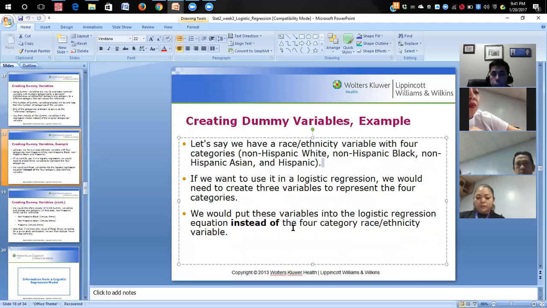And we need to put these variables into a logistic equation. Instead of the 4 categories, we use 3 because we need to have a reference so that we can interpret it. If we don't create a dummy variable when we have a polytomous independent variable, then we cannot interpret the value of our independent variable in our regression model.